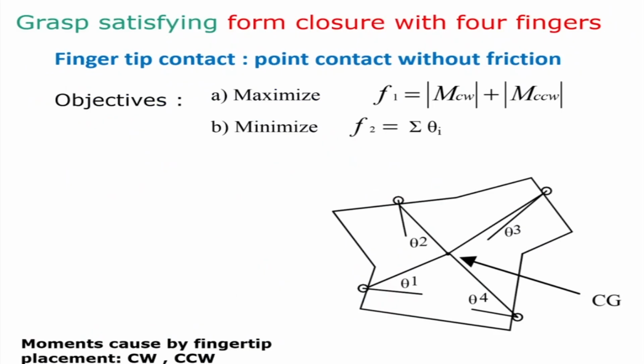Okay, now if you want to satisfy a grasp, we need to satisfy the conditions of placement of the fingers. Where are you going to place your fingers? Okay, so we can have objectives like the fingers should be placed such that the clockwise and the anti-clockwise moments are the same. That makes sense.